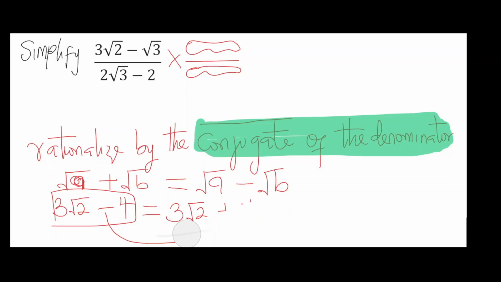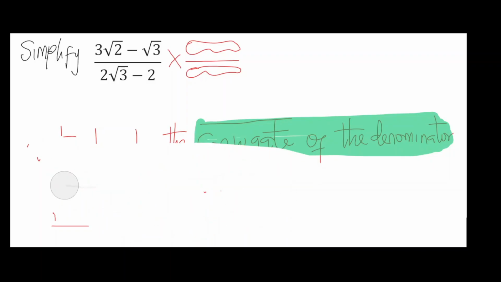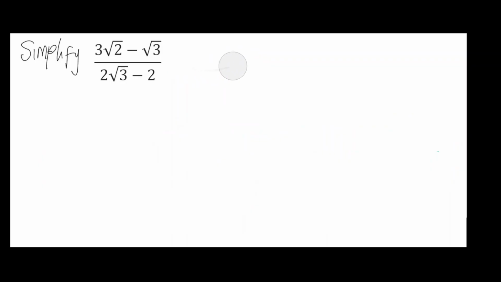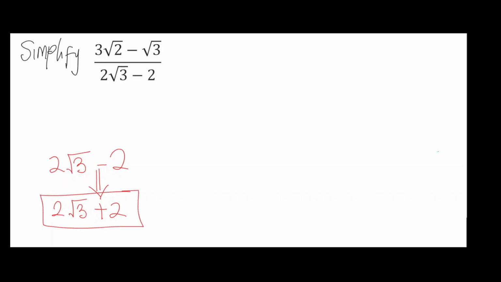Since we've been able to understand what conjugate is all about, when we have a situation like this and we have to simplify, please take note again: multiply both numerator and denominator by the conjugate of the denominator. Now the denominator is 2 root 3 minus 2. So what is its conjugate? The conjugate is going to be 2 root 3 plus 2. So this is what we are multiplying both numerator and denominator with.